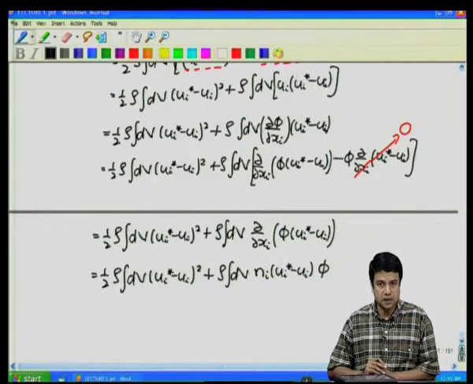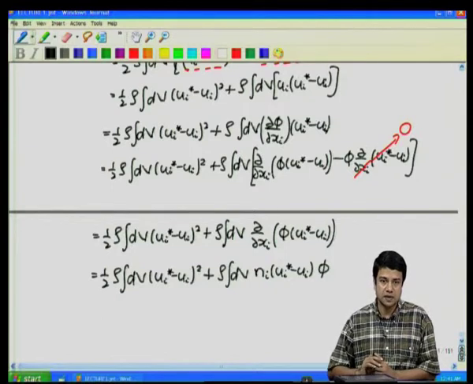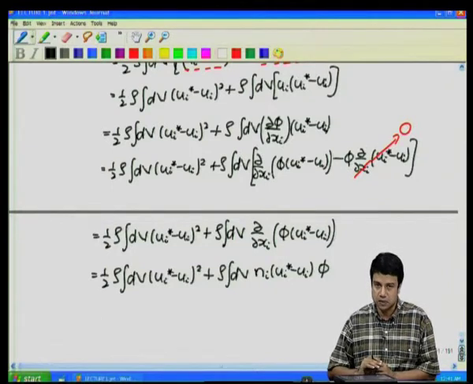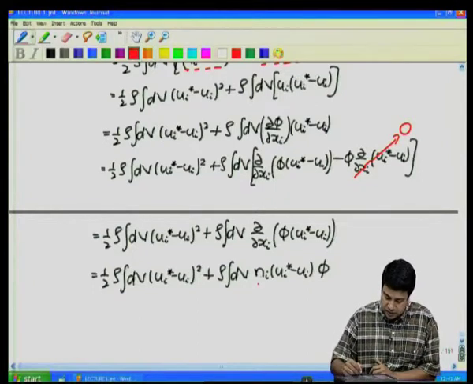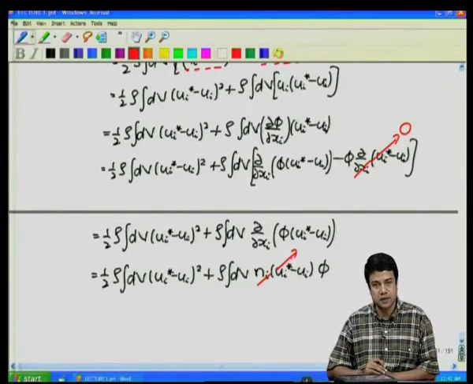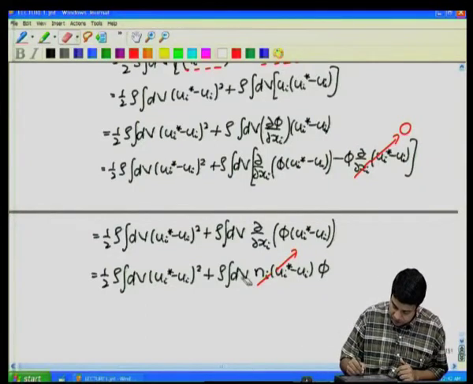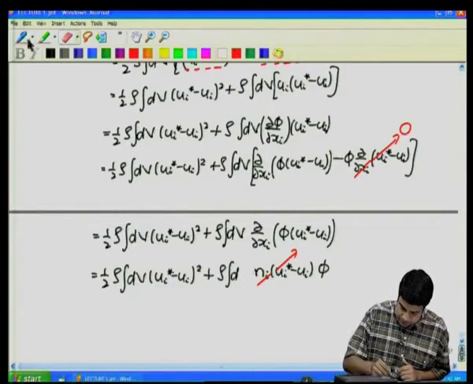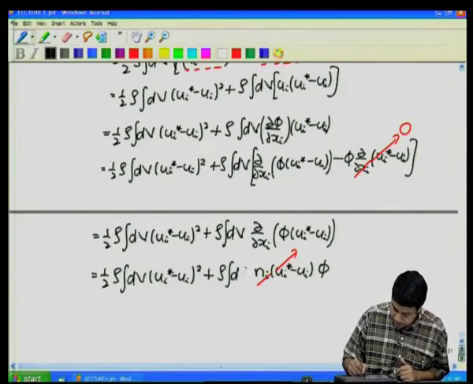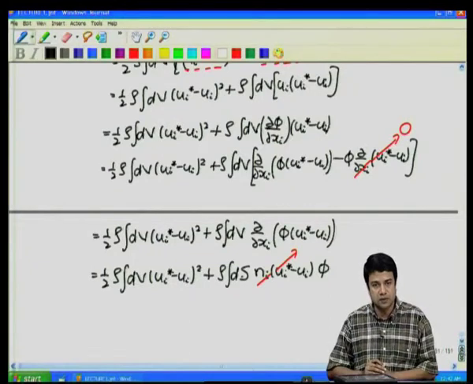However, we had said that both the velocities, the potential flow solution u as well as the other solution u star which does not satisfy the potential flow condition, both of them satisfy the same normal velocity boundary condition at all surfaces. Therefore, this difference has to be equal to 0. N dot (u star minus u) at the surfaces, this should be a surface integral, has to be equal to 0.